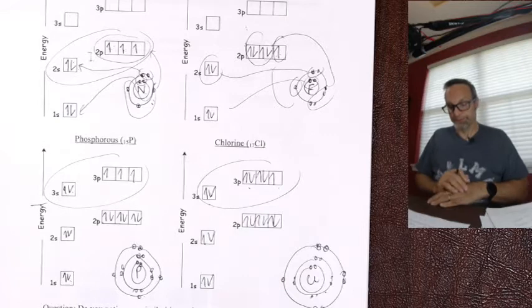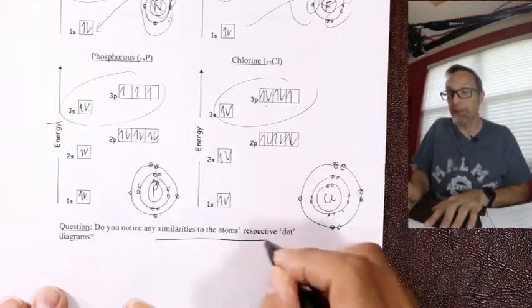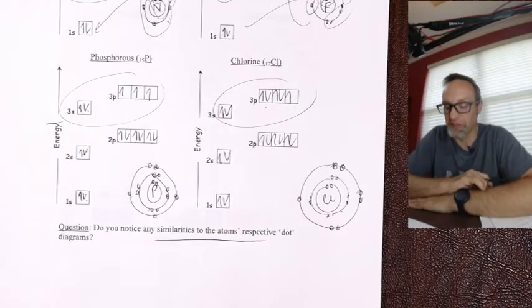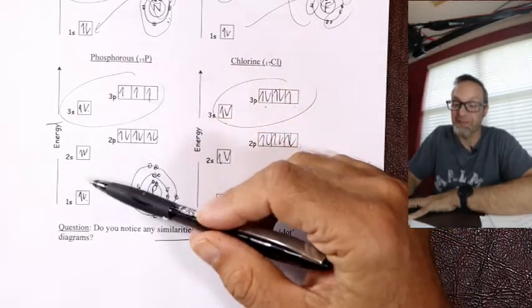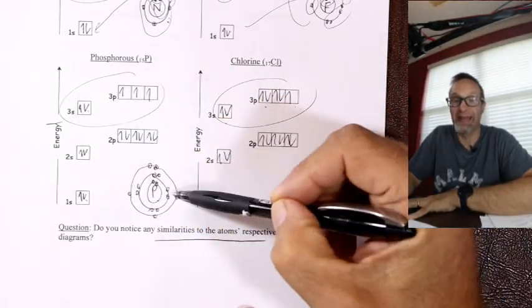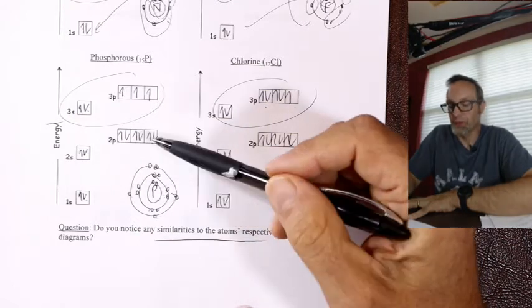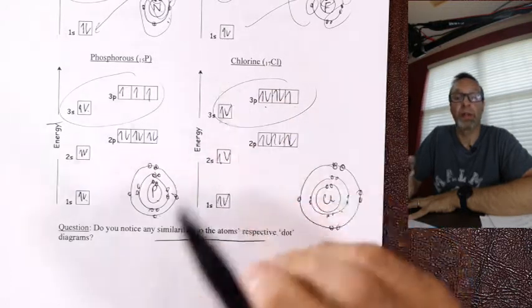Awesome. So, key question at the bottom, do you notice any similarities? Yeah. That's the whole point, right? The whole point is you should notice similarities between the proper model of nature, the energy level diagram, and the empirical, the dot diagram. Okay. Note of caution, dot diagrams and energy level diagrams don't work 100% of the time.